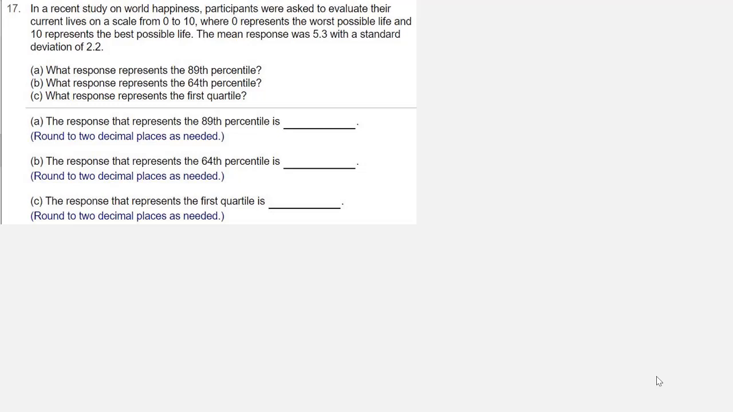A. What response represents the 89th percentile? B. What response represents the 64th percentile? C. What response represents the first quartile? So let's look at part A.